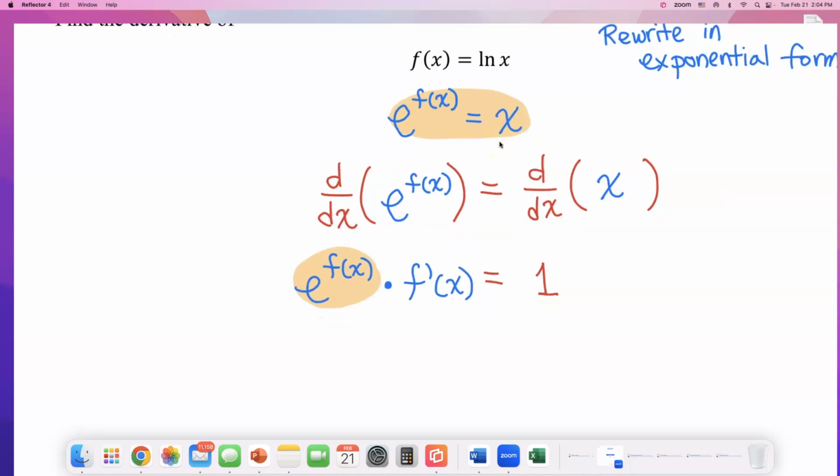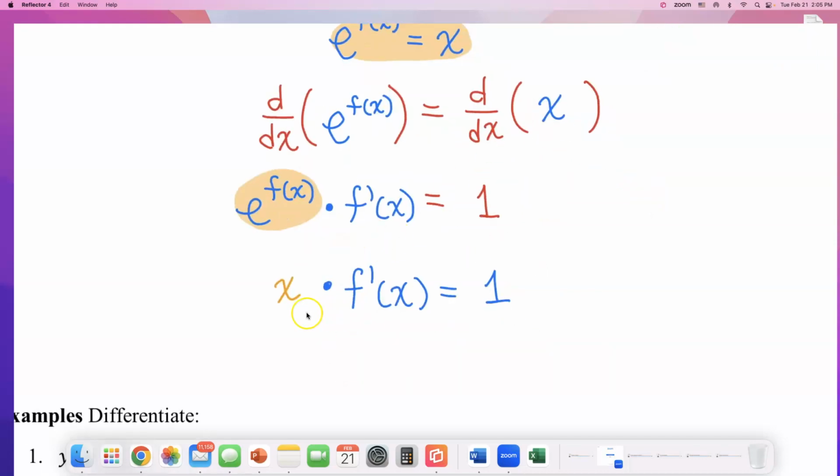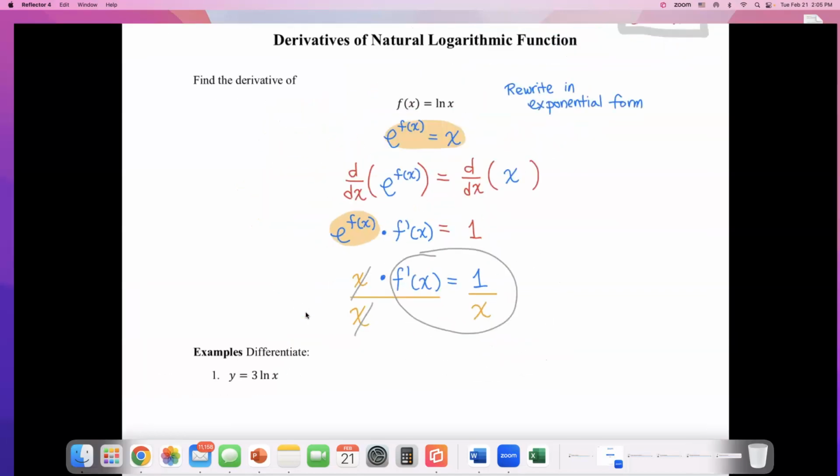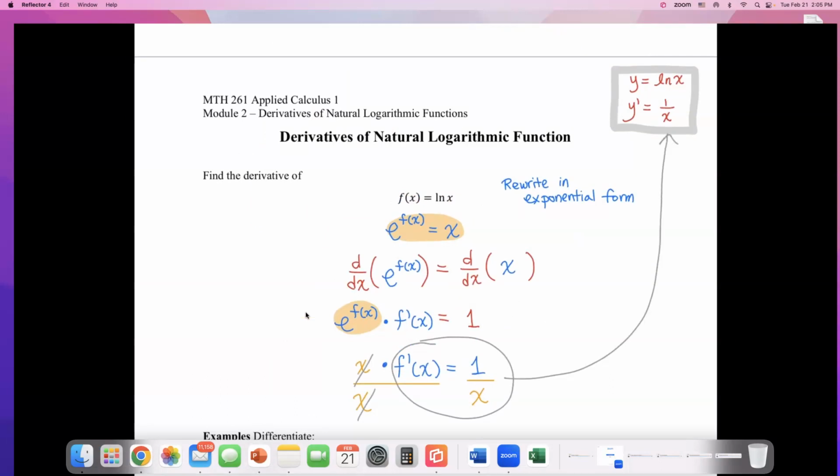I'm going to make a substitution here, okay? Instead of e to the f of x, I'll say that's x times f prime of x equals, what number on the right side? Just 1. Keep it the same. Now, what am I going to do to both sides to have f prime by itself? Well, divide both sides by x. So that's why, see, this x cancels out over here, and we're left with f prime of x equals 1 over x. So that's how we can prove this rule that we will be using.